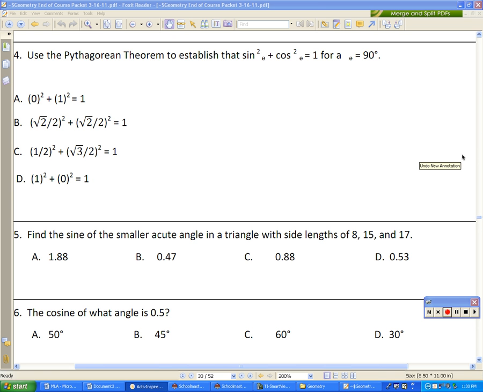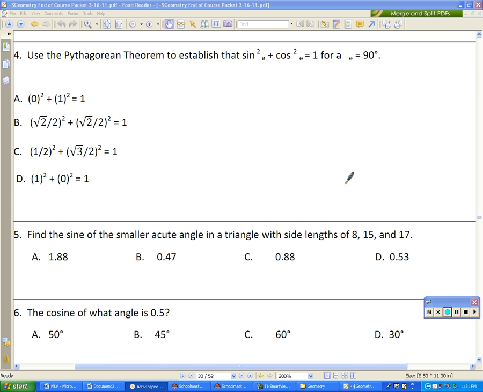All right, number 5. Number 5 says, find the sine of the smaller acute angle in a triangle with side lengths 8, 15, and 17. And so in order to do this, since they don't have a picture, we're going to have to make our picture ourselves. So obviously the longest side is the hypotenuse. So that's going to be a right angle right there. This is 8, and this is 15.